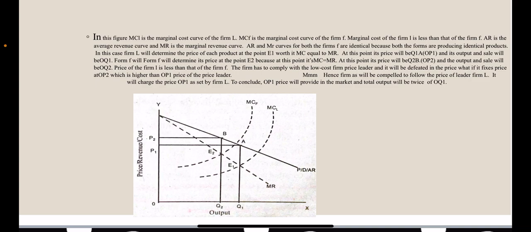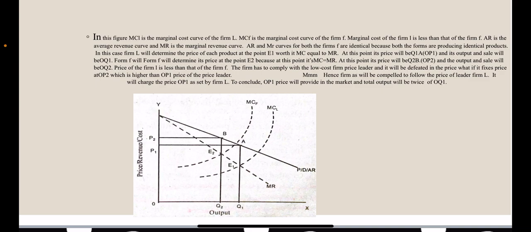In this case, firm L will determine the price of its product at point E1, where MC is equal to MR. At this point, its price will be Q1A, that is OP1, and its output and sale will be OQ1. Firm F will determine its price at point E2, because at that point MC equals MR. At this point, its price will be Q2B, that is OP2, and the output and sale will be OQ2.